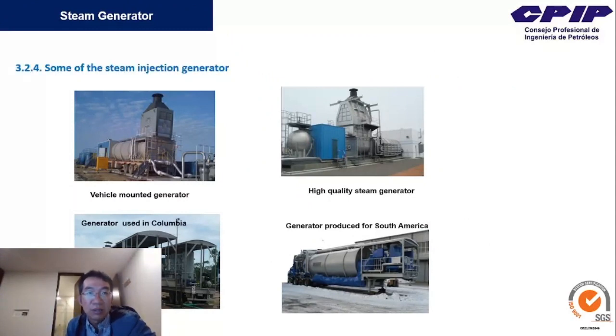Here are some of the steam injection generators. The first one is a vacuum-mounted generator, and the second one is a high-quality steam generator. The third one is a generator used in Colombia, and the fourth one is a generator produced for South America.